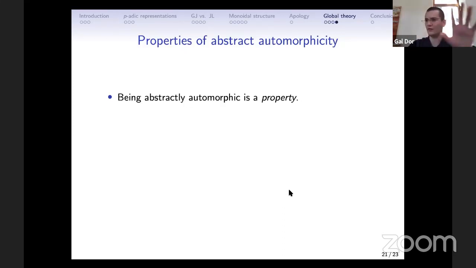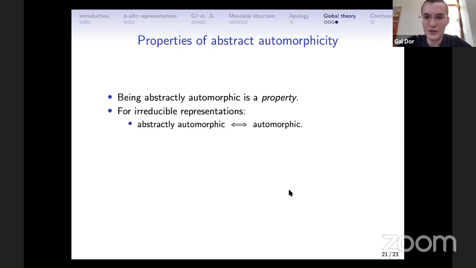I'm not going to say nearly all of them. Will the trivial representation belong to this category? Yes. In fact, for an irreducible representation, if it appears as a subquotient of the space of automorphic functions, if it's automorphic in the usual sense, then it is also abstractly automorphic.